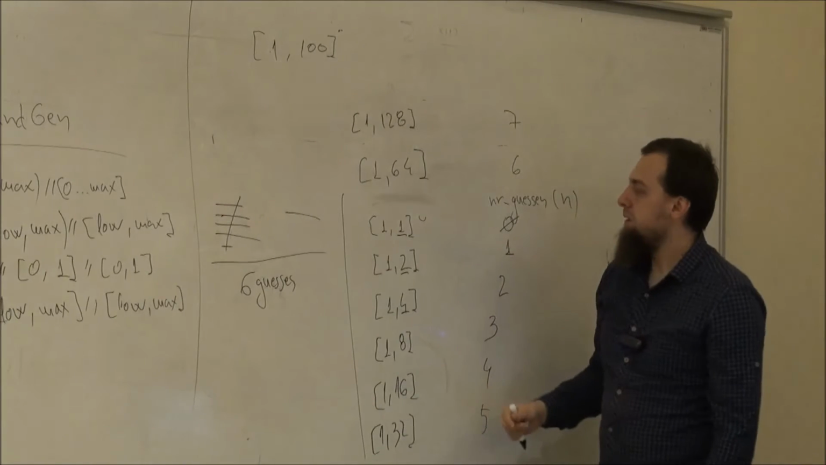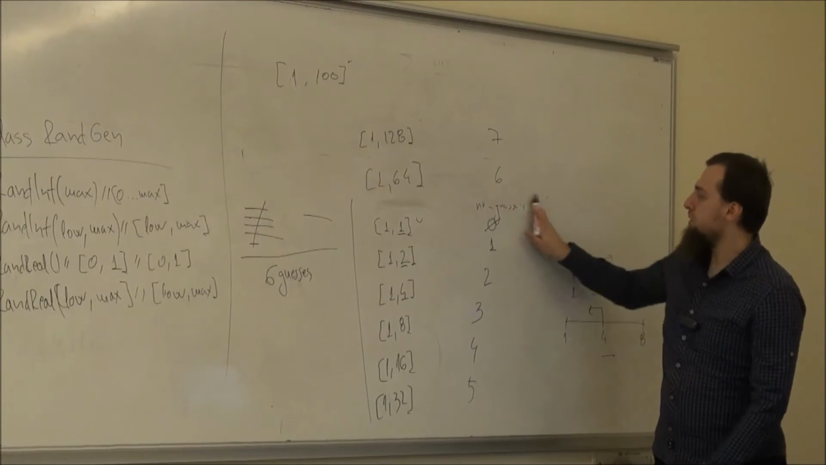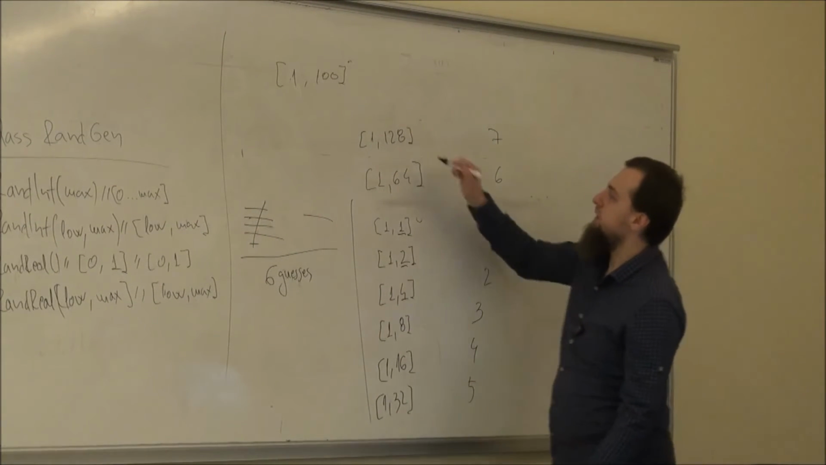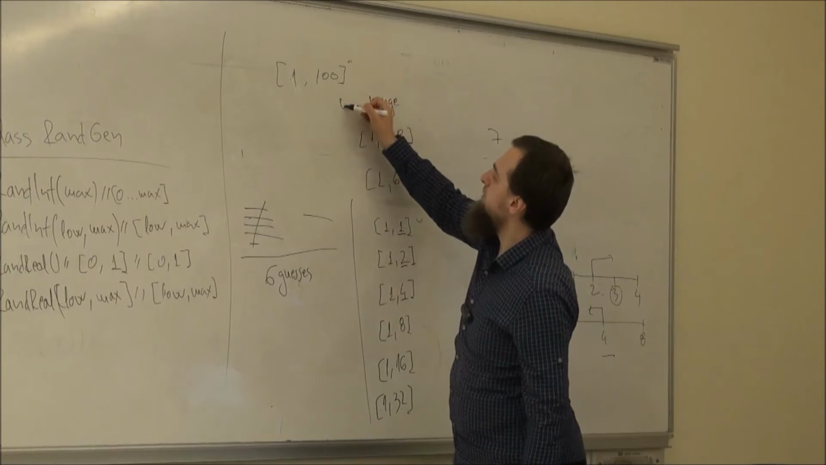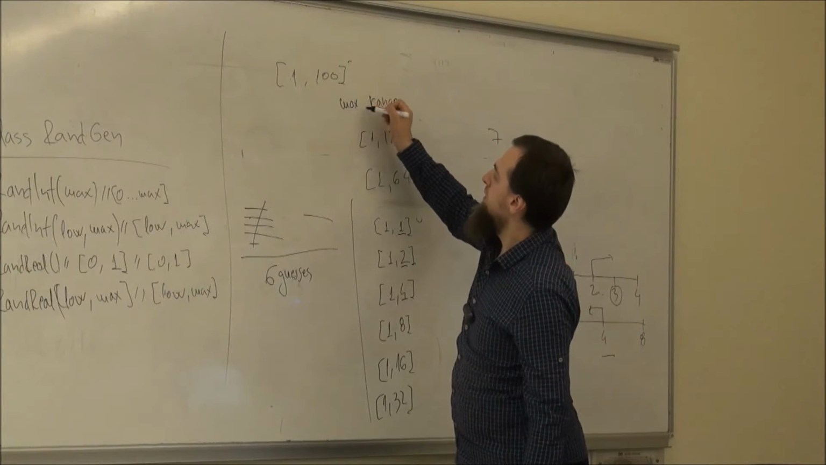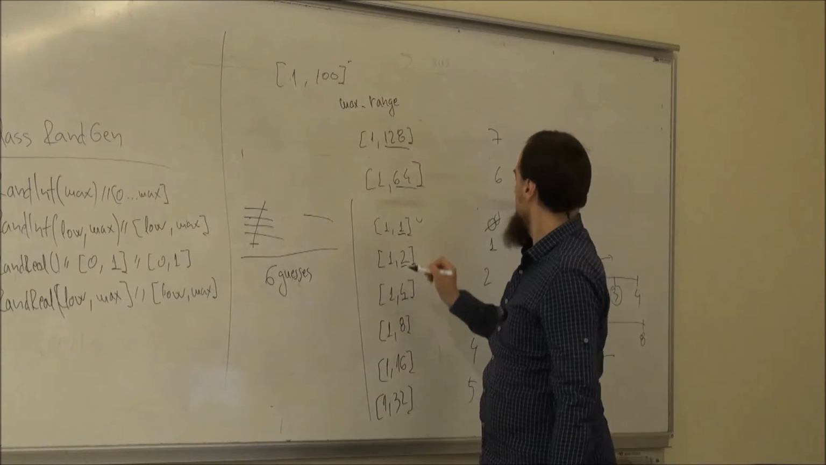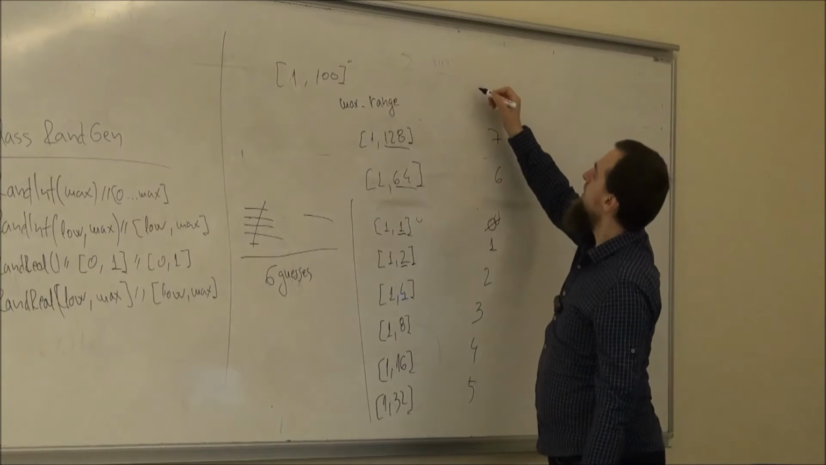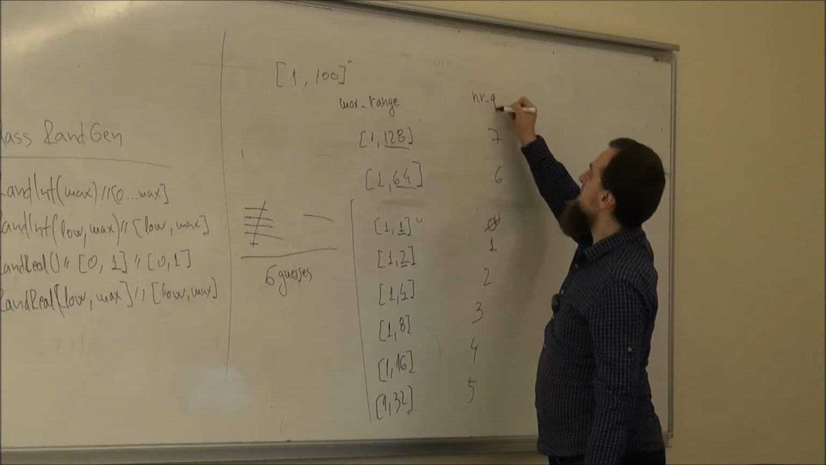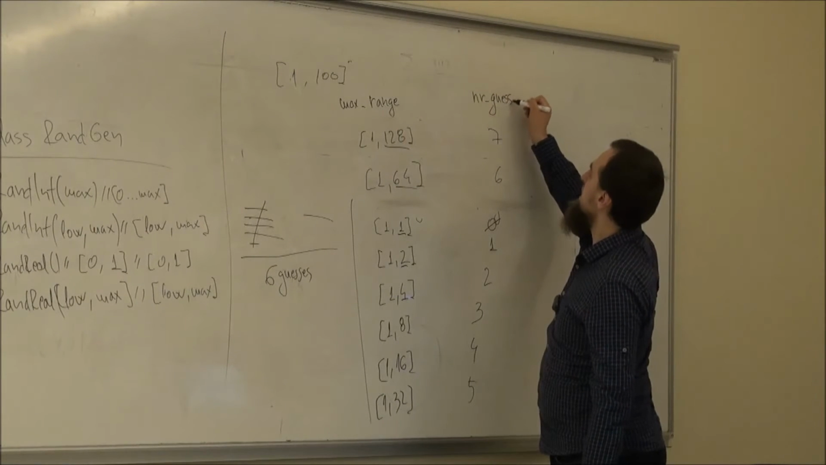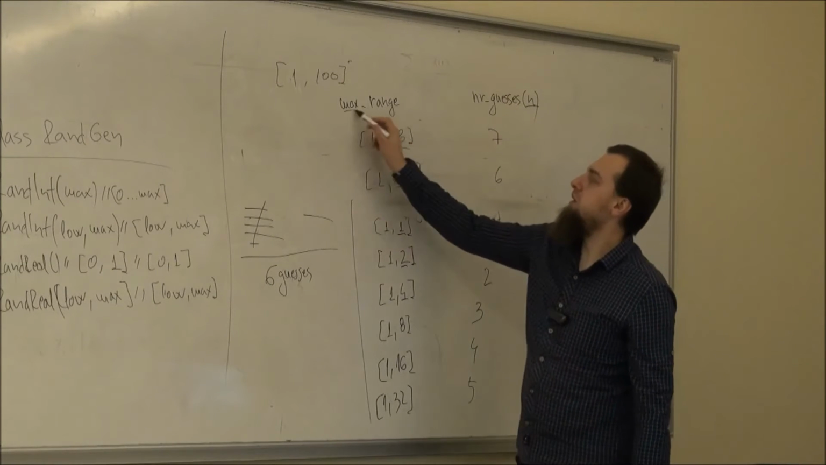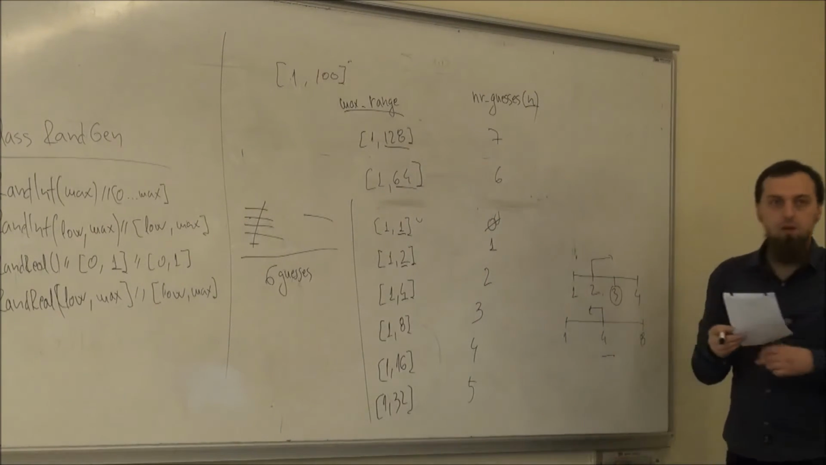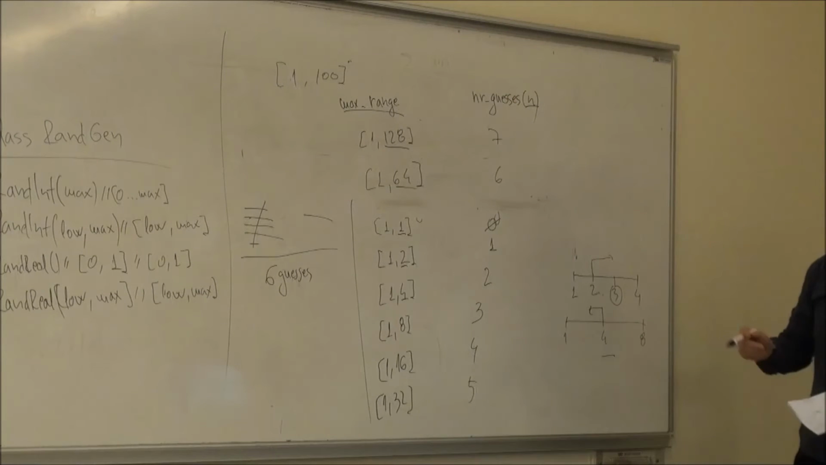Can we come up with a formula between the range? When I say the range, I mean the maximum, this guy on the right, and the number of guesses. We are writing number of guesses as n. Between max range and n: 2 to the power of n.